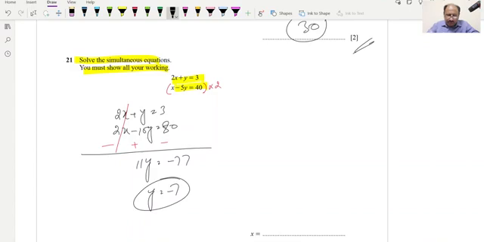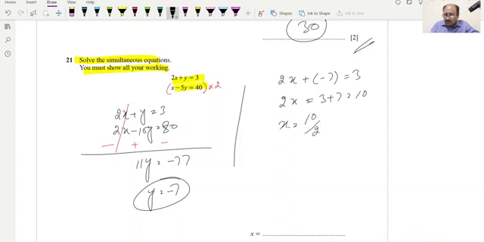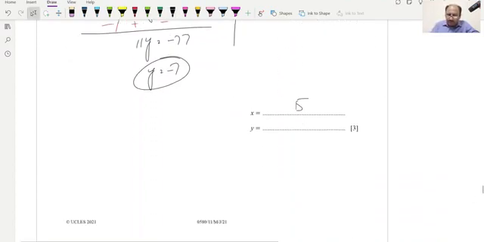So y is equal to minus 7, and we can replace this y is equal to minus 7 in any of these two equations. I am replacing in the first one, so this will be minus 7 is equal to 3, so 2x is equal to 3 plus 7 which is equal to 10, so x will be equal to 10 over 2 which is equal to 5. So x will be equal to 5 and y will be equal to minus 7. This is the mark question which we are done.